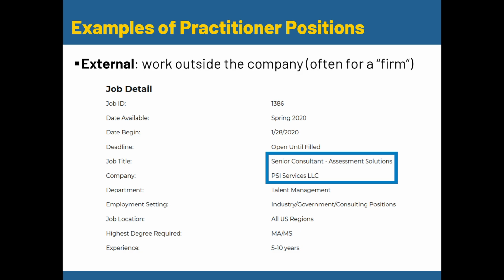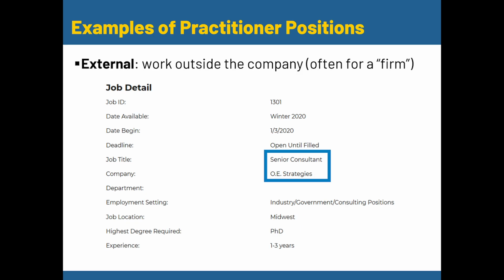So some examples there. A lot of times these job titles have consultant in the name. So here, a senior consultant for assessment solutions, PSI services. I forget the specifics of that company, but there's a lot of consulting firms in IO that specialize in various things. This one, assessment, so any sort of assessment measurement in the workplace. Senior consultant for OE strategies. Another one I don't know too much about. I assume, I don't know, some sort of strategic organizational change, organizational development, whatever it may be. So some examples there.